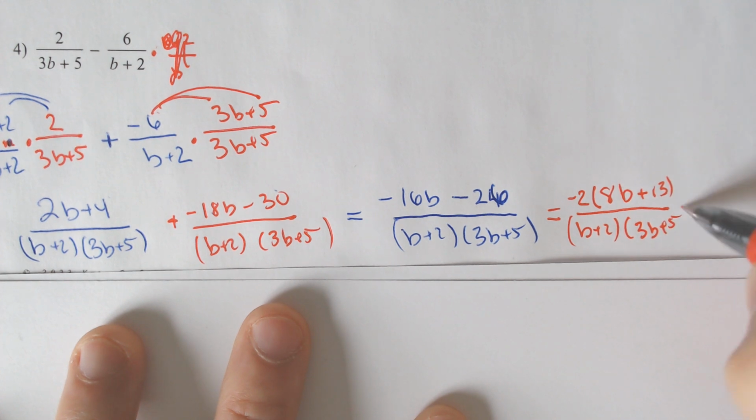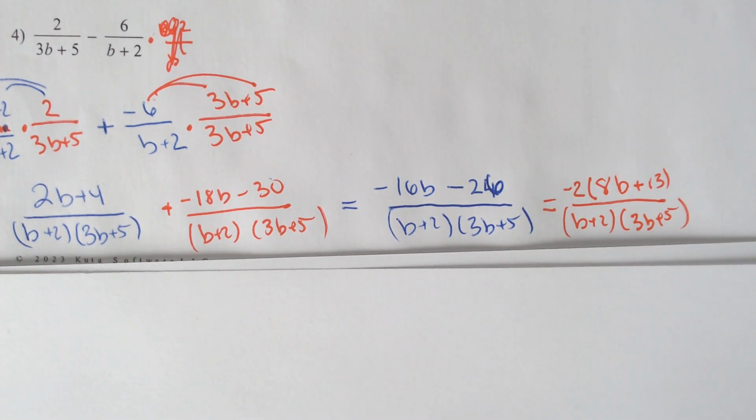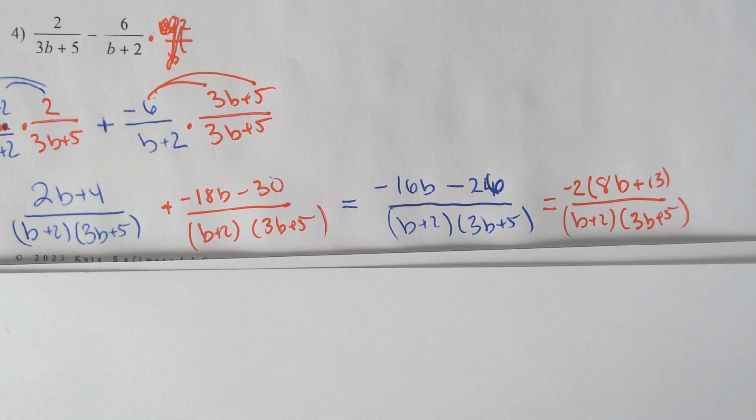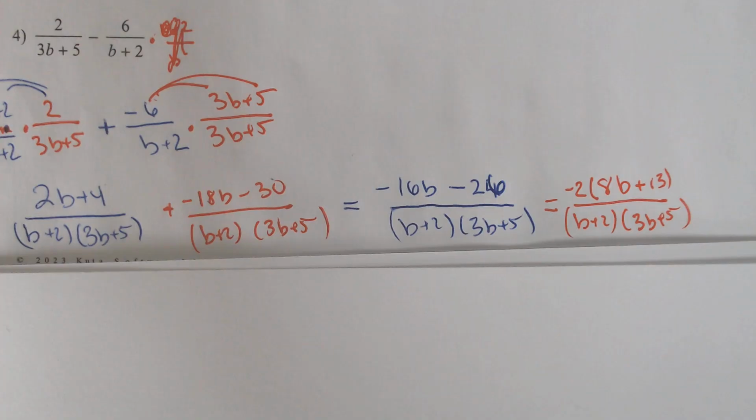So in this case, we didn't really have to factor out the negative 2, but it's always a safe idea to factor ahead of time just to see if anything is going to happen. Okay? Let's see what else we got.